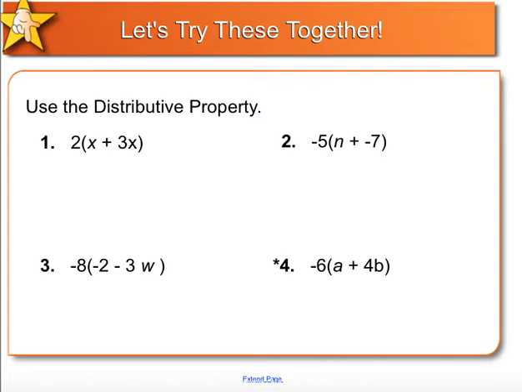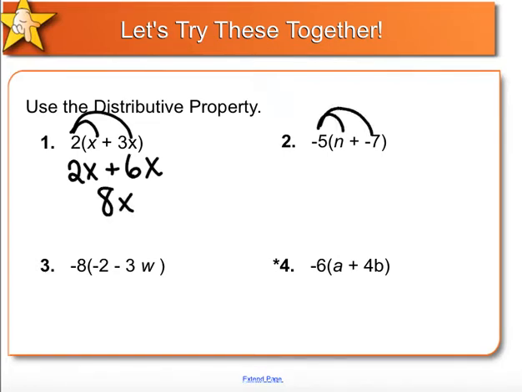So using the distributive property, we can continue on, always looking to simplify at the end if we have like terms. So with this first one, we need to do 2 times x and 2 times 3x, so we get 2x plus 6x. Since these are like terms, we say we get 8x. We can do the same with number 2. We get negative 5 times n, negative 5n, and then we get plus a negative 5 times negative 7, well, that's a positive 35. Since 35 doesn't have an n, these are not like terms, so we can't combine them.